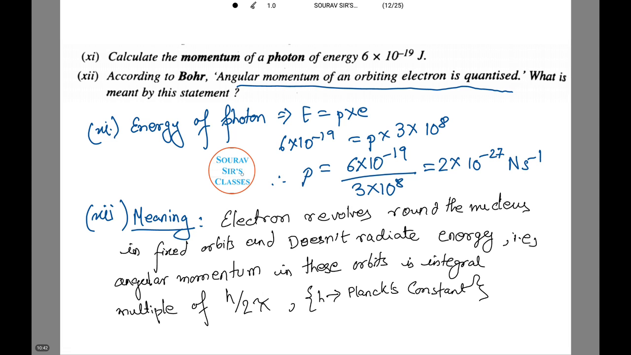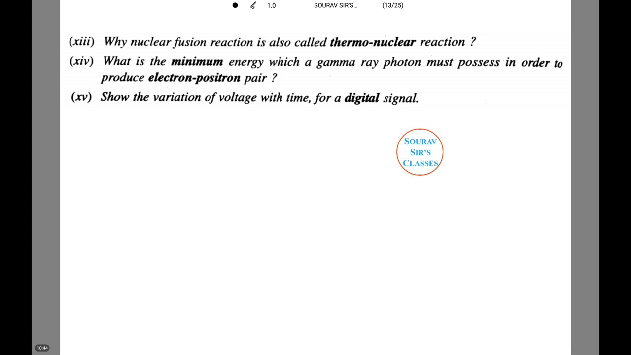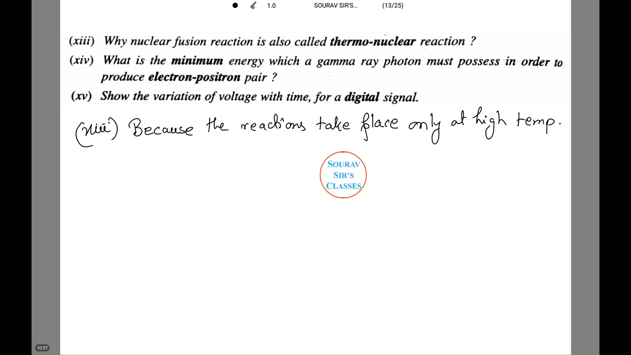Moving on to the final questions, we'll be dealing with 3 more questions. Why is the nuclear fusion reaction also called thermonuclear reaction? I'm giving you the answer in just a second. This is because it takes place only at high temperature.